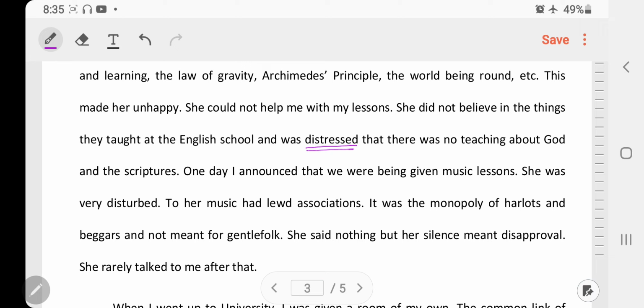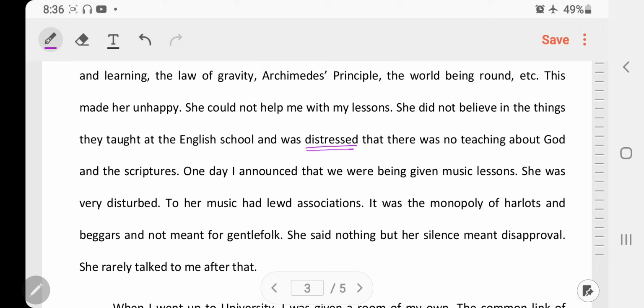This kind of teaching, where there is no teaching about God, no teaching about scriptures, no teaching about religion. If there is nothing in the name of God or scriptures or religion, that is not teaching at all. She believed so. So she was unhappy.